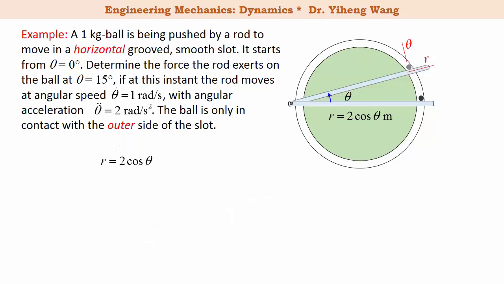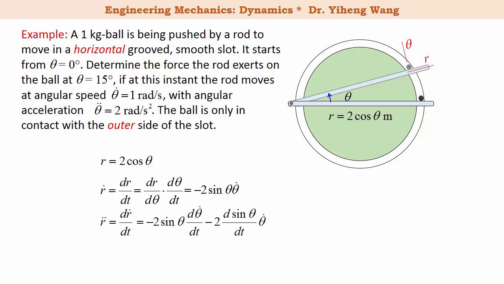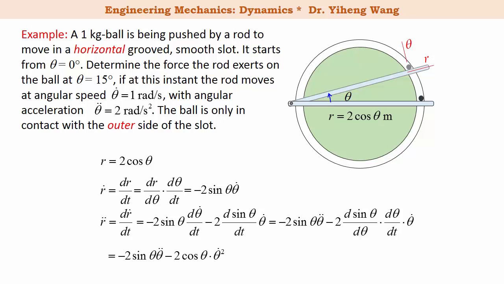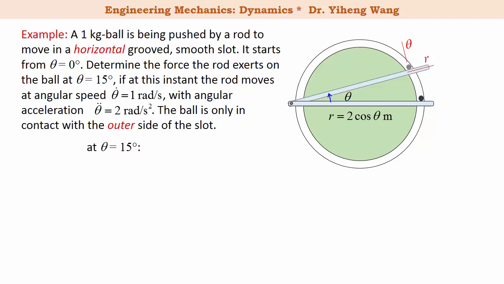Since we know the function of the path, r equals 2 times cosine theta, therefore r dot, which is dr/dt, equals, by applying the chain rule, dr/d theta times d theta/dt. dr/d theta is negative 2 sine theta. d theta/dt is simply the angular velocity, theta dot. And then r double dot, the second time derivative of r, equals, by applying the product rule first, and then the chain rule, it becomes this. Here, theta double dot is the angular acceleration. And now we are ready to do the evaluation.